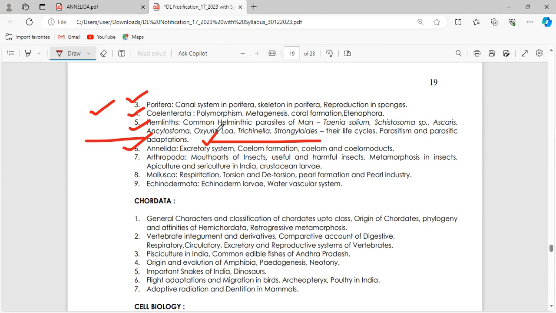In Annelida, the topics we have to focus on are the excretory system. We can't study the excretory system present in each and every individual organism, but generally we are going to study the excretory organs used for excretion by the organisms placed under the phylum Annelida. We will also cover coelom formation, coelom and coelom ducts. These are the topics we are going to focus on today.